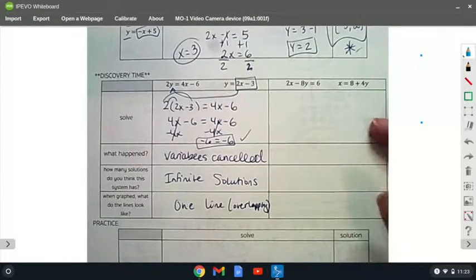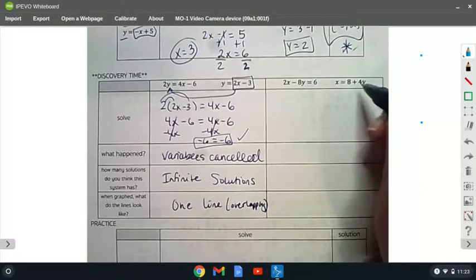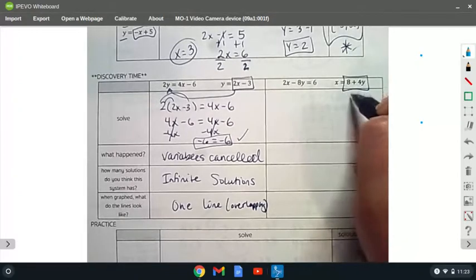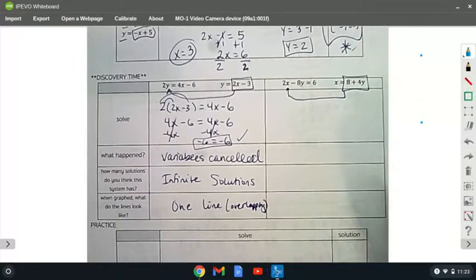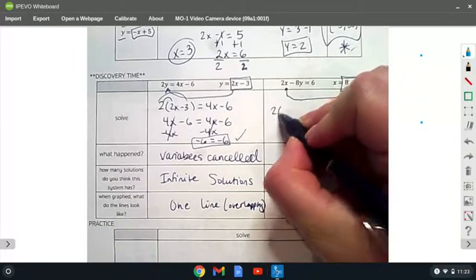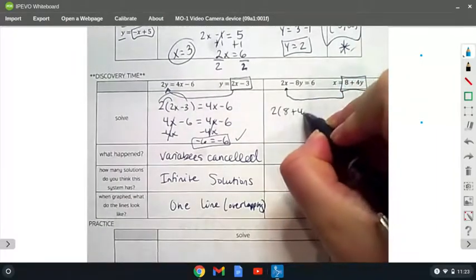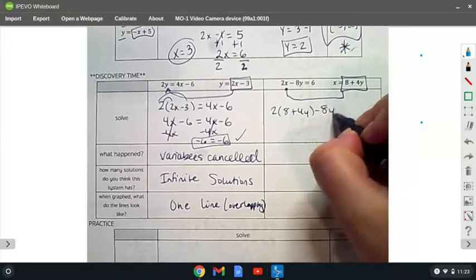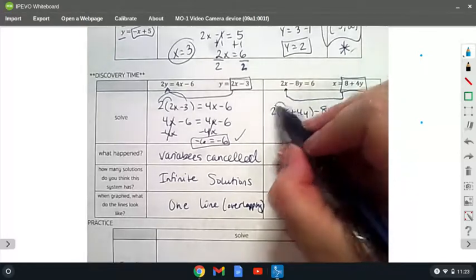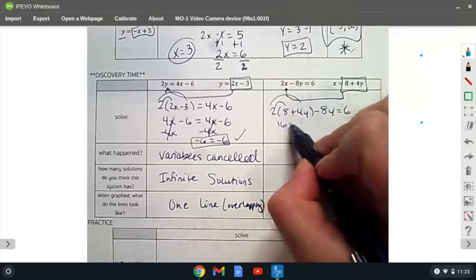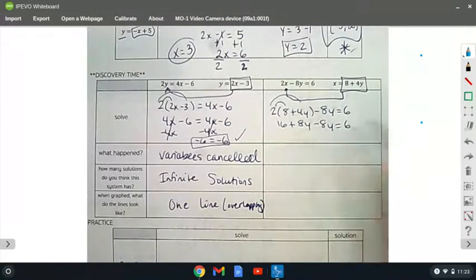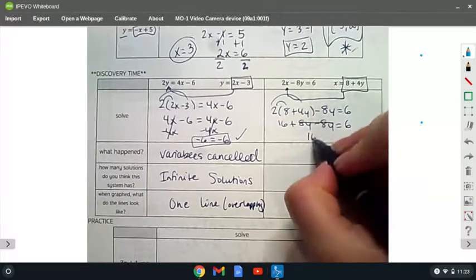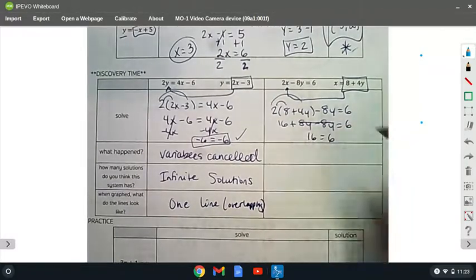Okay. Now this problem, I'm sure you can guess what this one's going to be. We're going to take this because it's solved for x. So x is isolated, and I'm going to plug it in for x in the other equation. So I'm going to leave some room, and I'm plugging in 8 plus 4y for x. I'm going to distribute this. 2 times 8 is 16. 2 times 4 is 8y. And now I have 8y minus 8y, so those cancel, and I'm left with 16 equals 6.